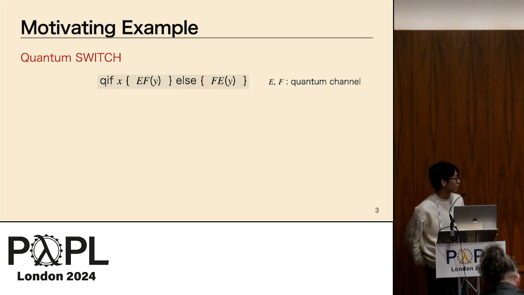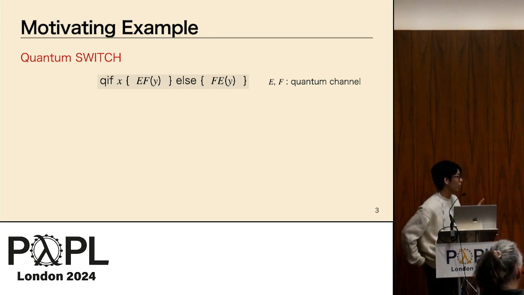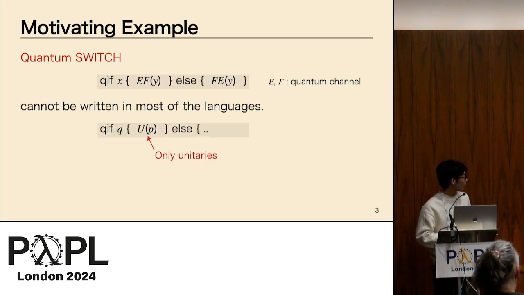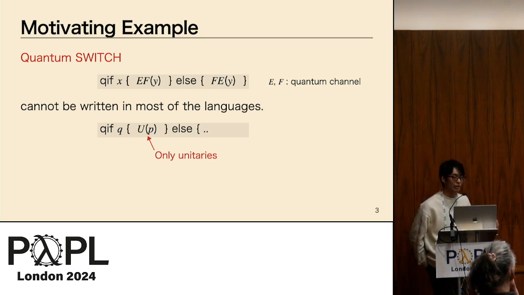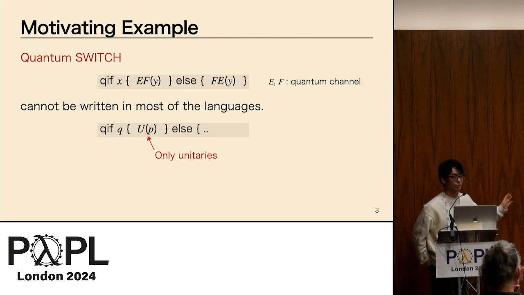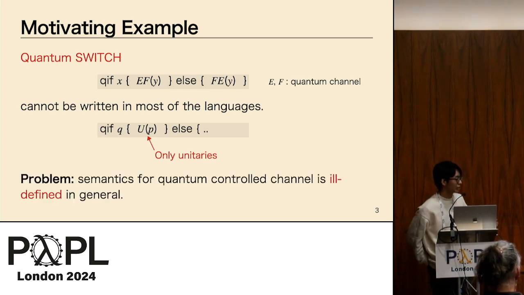So quantum switch is a quantum channel made up of two quantum channels, E and F, and it applies EF or FE under the control of a qubit X. But there's a problem that in most programming languages, we cannot write this quantum switch. It's because most programming languages refuse to write measurement inside quantum myth. We can only write unitaries inside this quantum myth. There might be several explanations for this kind of restriction. But technically speaking, from the point of view of semantics, we can say this is because the semantics for quantum control channel is ill-defined in general.